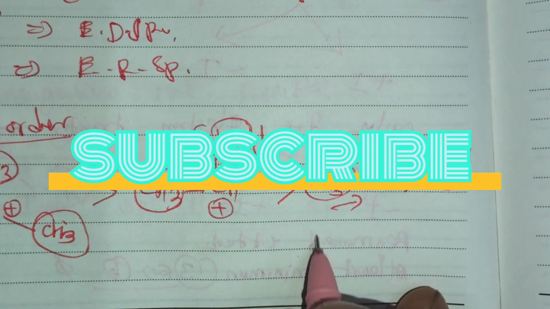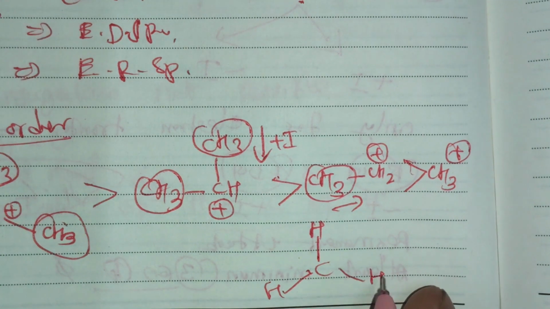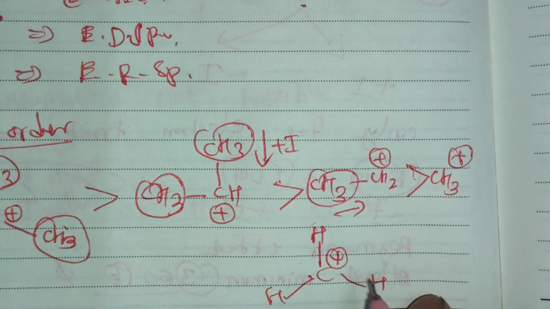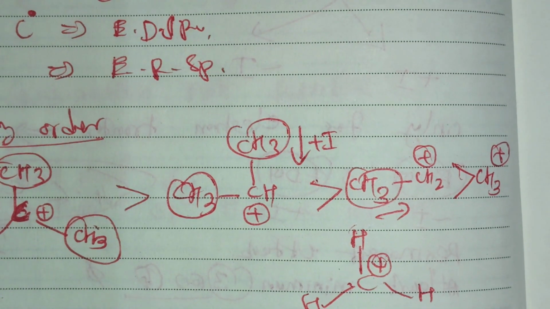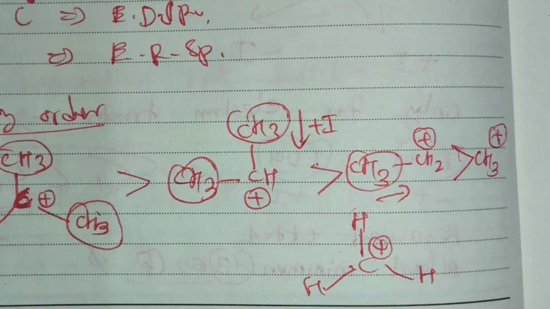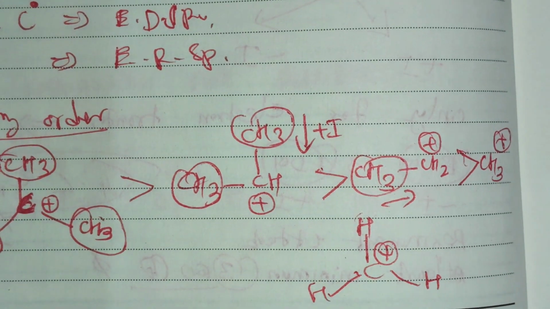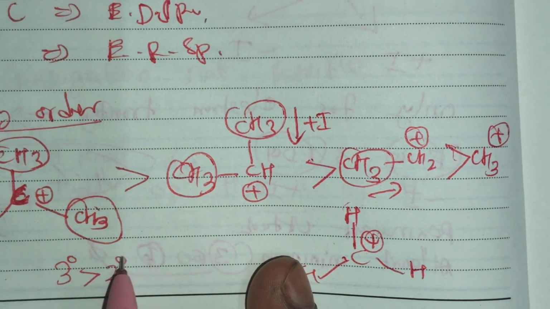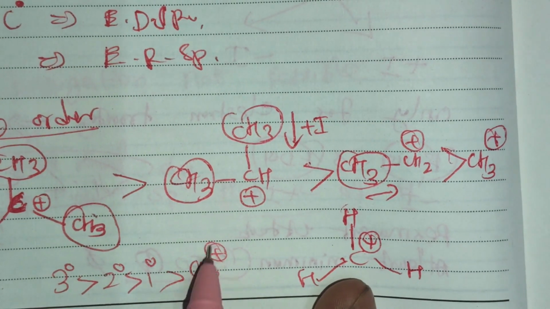Because in the methyl carbocation, all three substituents are hydrogens on the positively charged carbon. Here the hydrogens can neither donate nor withdraw electrons; they are just substituents on that carbon. Okay, so the stability order of carbocations is: tertiary most stable, then secondary, then primary, and the methyl carbocation is much less stable.